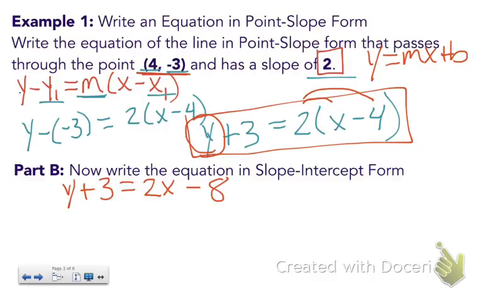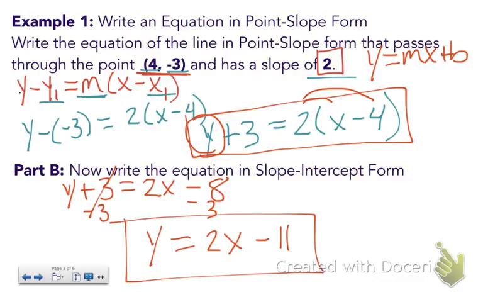And now to get y by itself, we just have to subtract 3 from both sides. And remember, 3 and 8 are like terms, that's why we're combining them. 2x is not a like term. So we're left with y equals 2x minus 11.